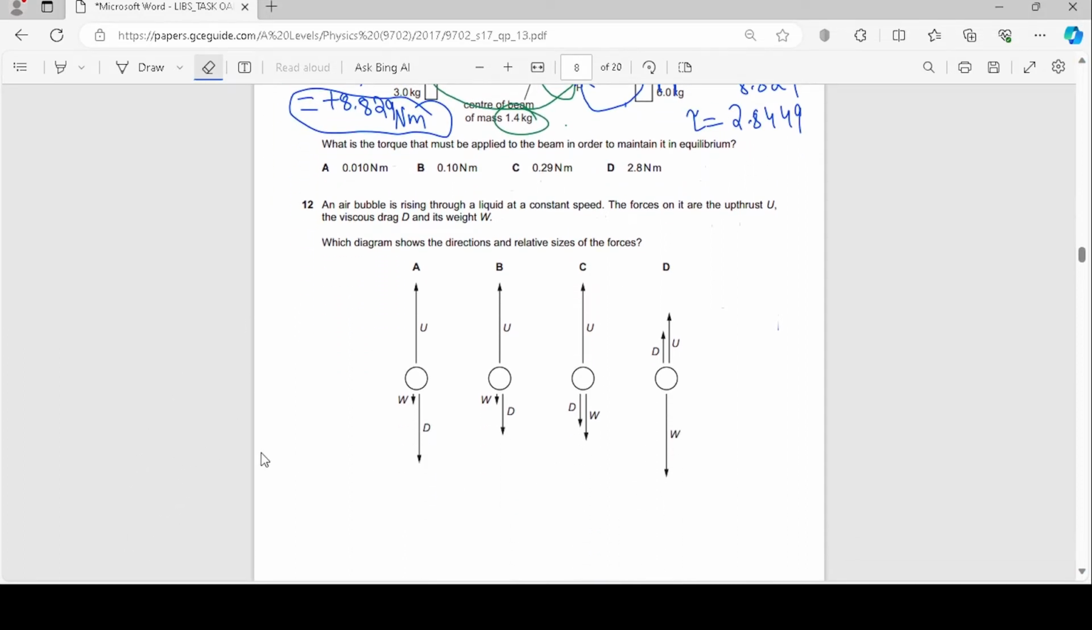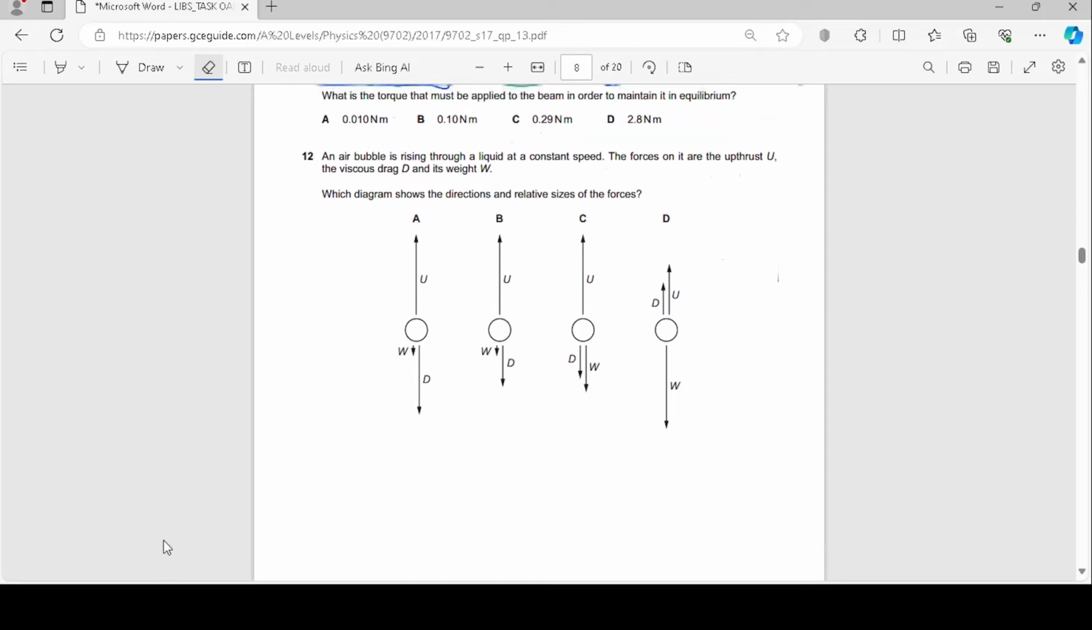An air bubble is rising through the liquid at a constant speed. The forces on it are the upthrust U, the viscous drag D, and its weight W. Which diagram shows the directions and relative sizes of the forces? So viscous drag D, that should be in the direction opposite to the motion. The motion is upwards, right? Rising through a liquid at constant speed, rising, so upwards.